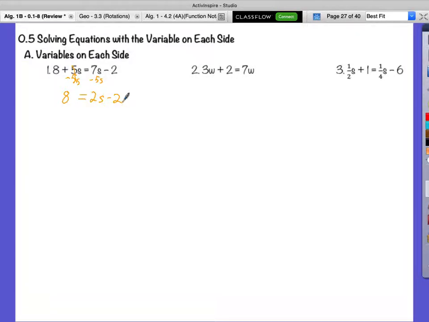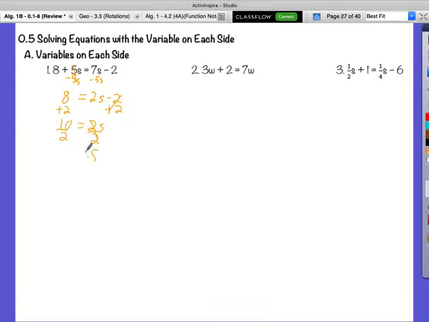So, Kate, what would you do from here? From here you could do plus 2 on both sides. Plus 2 to negative 2 and then plus 2 to 8. Yeah, very good. What's 8 plus 2? 8 plus 2 is 10. On the right side, we have 2s and negative 2 plus 2. So 10 is equal to 2s. I mean s equals 5, not 2. Okay, how do you get to s equals 5? Divide both sides by 2, okay?